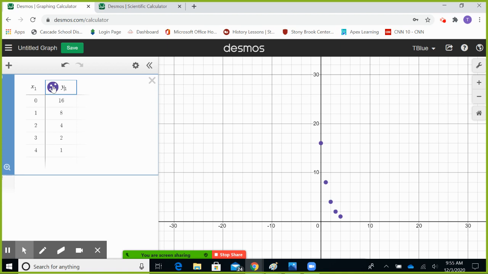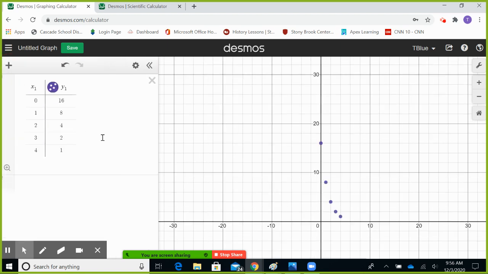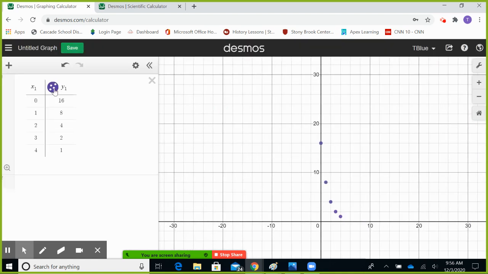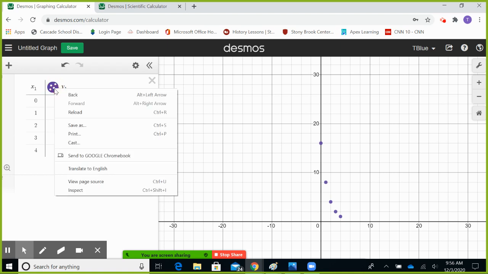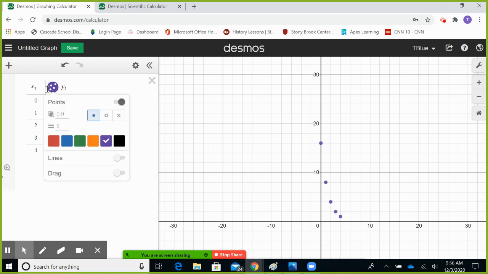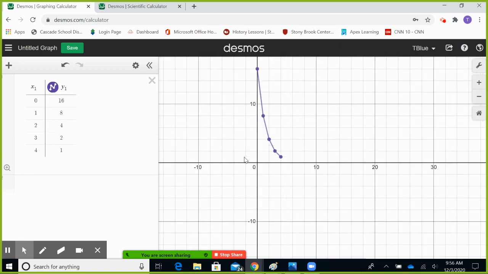How do I connect the dots? Somehow I'm supposed to be able to make a line. Well, bummer. There it is. If I press down on my mouse, I get this, and then I could see my little exponential line starting here. So I can see my exponential.